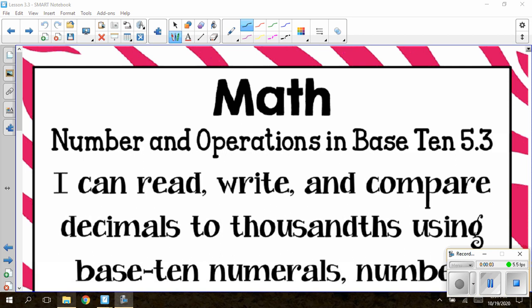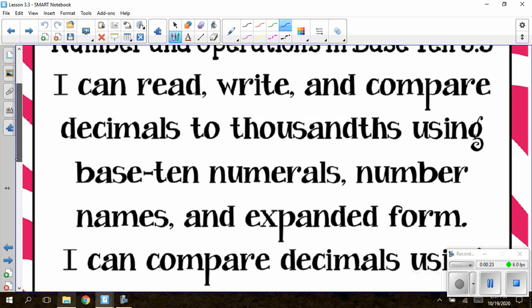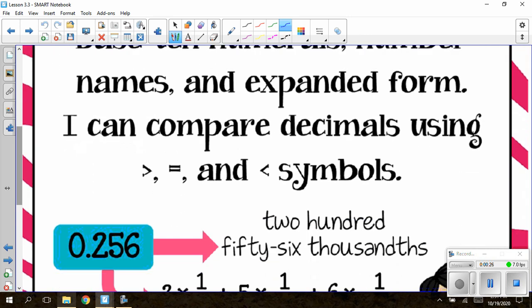Welcome back to Chapter 3. Today we are working with Lesson 3.3, Compare and Order Decimals, and this can be found on page 163 in our textbooks. So the standard we are working with today is in Number and Operations in Base 10, 5.3, and it's the second part of the standard. So it does say I can compare decimals using greater than, equal to, and less than symbols.